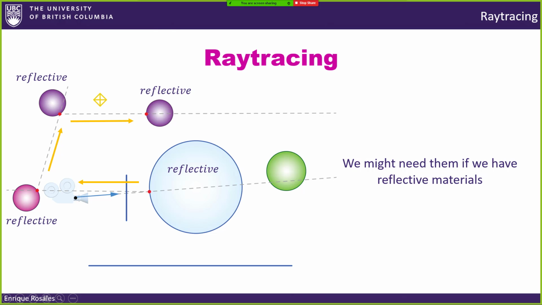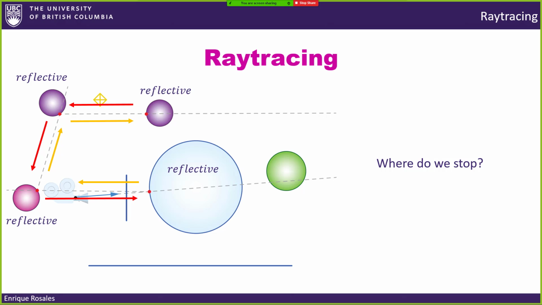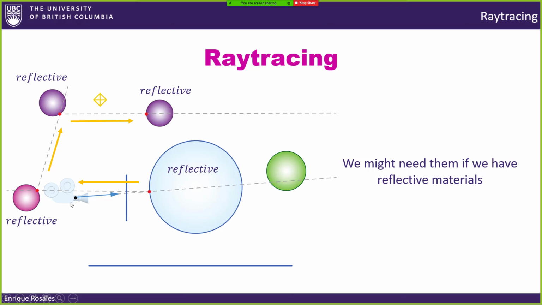Well, now we can have another problem that again someone already posted on Piazza, and I didn't want to answer because I was going to discuss this today. The thing is, imagine something like this, right? So we have a ray, right? So this guy is reflective.